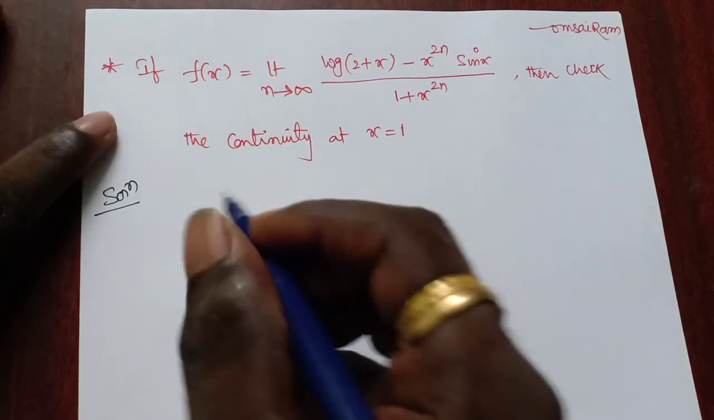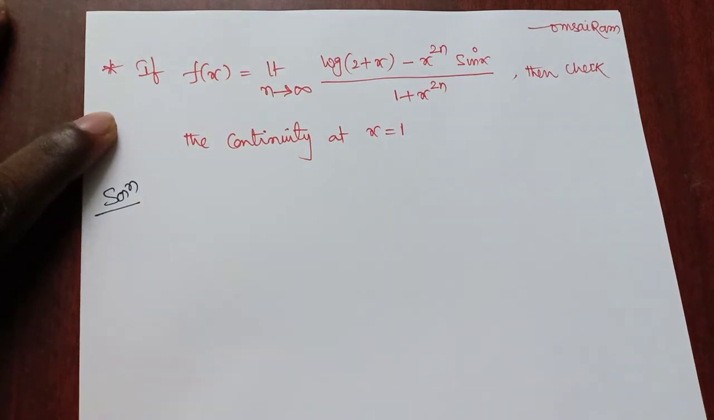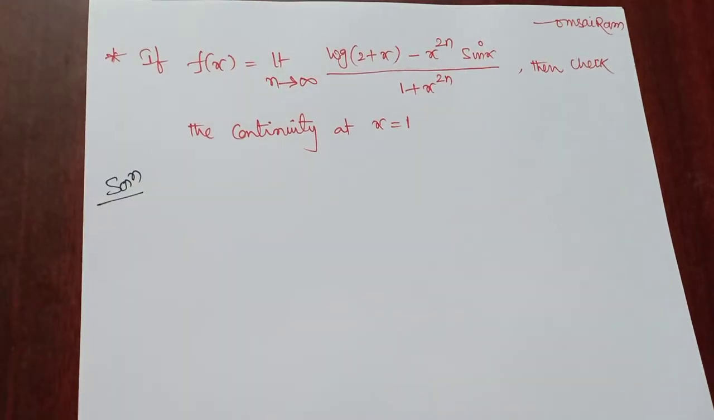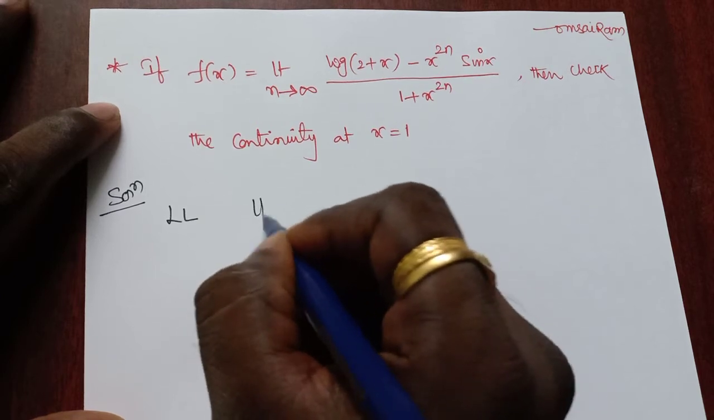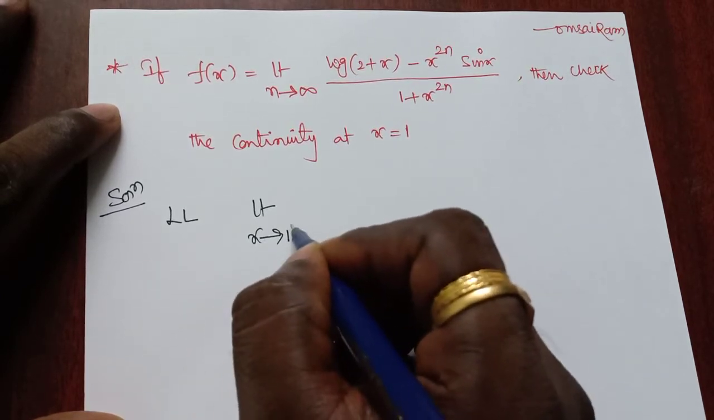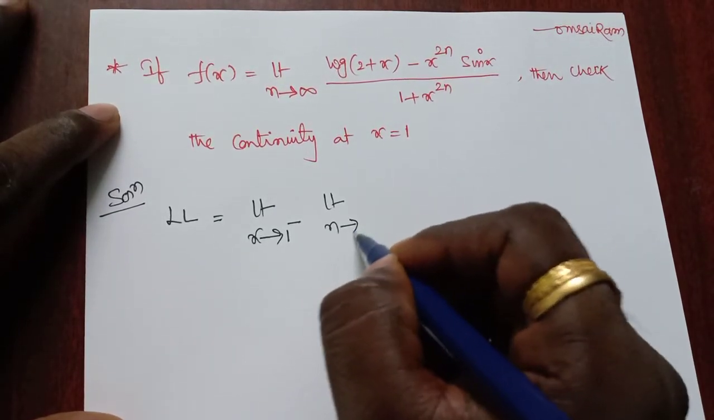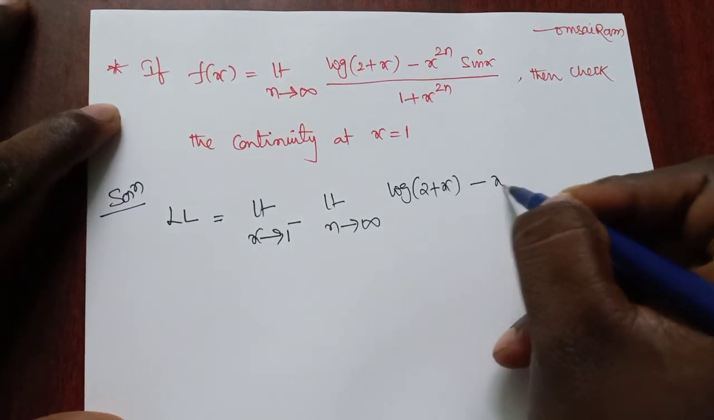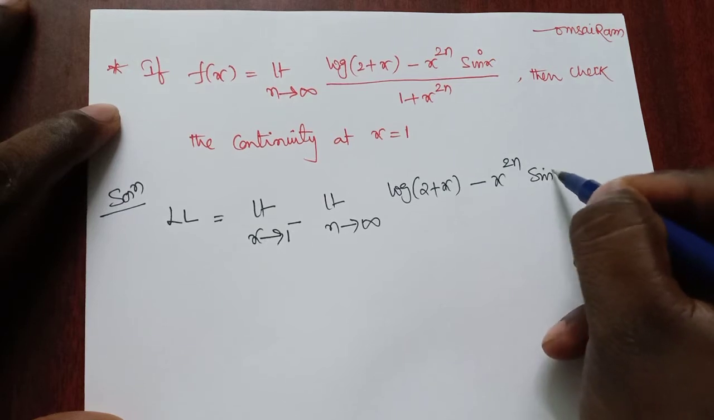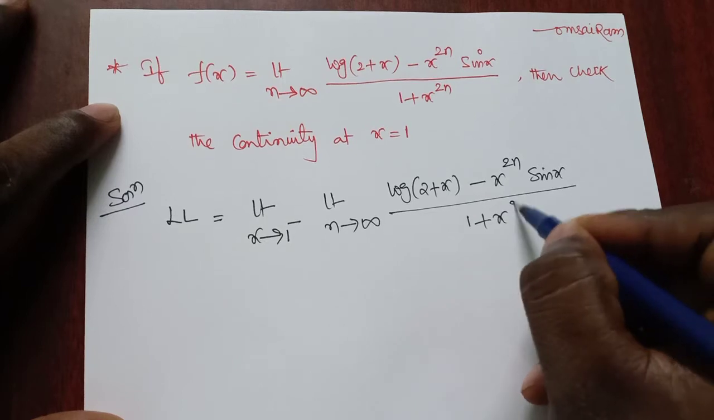See, we have two cases here. One is the left hand limit and the other one is the right hand limit. Now coming to the left hand limit, limit x tends to 1 minus, and the function is limit n tends to infinity of log of 2 plus x minus x power 2n times sin x, whole divided by 1 plus x power 2n.